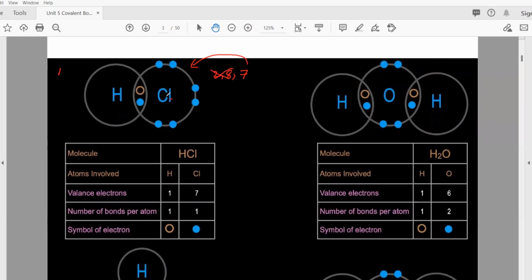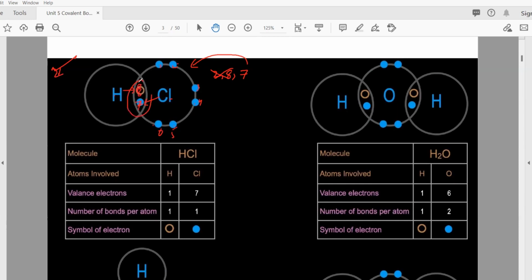So if you draw the last shell, there are 7: 1, 2, 3, 4, 5, 6, 7. Hydrogen has 1. So this is for hydrogen and this is for chlorine. Now if you count for hydrogen, you will count 1, 2. So hydrogen becomes 2 and its last shell becomes complete. When you count for chlorine, you will count 1, 2, 3, 4, 5, 6. This is 7 and this is 8.